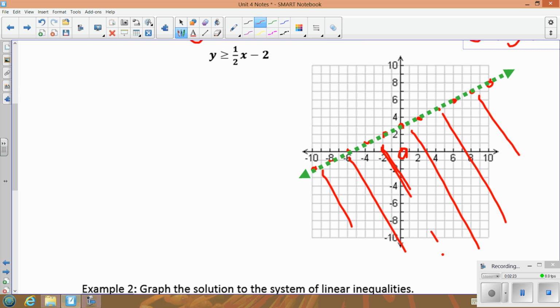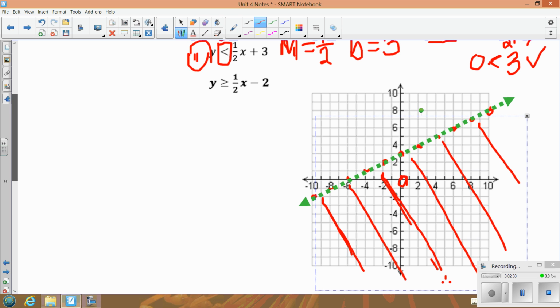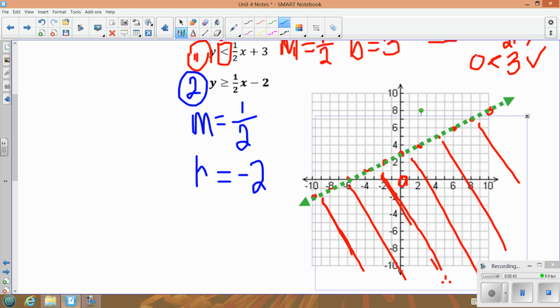When you shade these, don't shade in the graph completely. You want to just use some lines to represent the shading, especially for systems, because otherwise your graph will get really crowded. Then I'm going to look at the second inequality. The slope of that is 1/2, so up 1, right 2. The y-intercept is -2, so I'll be starting down at -2.